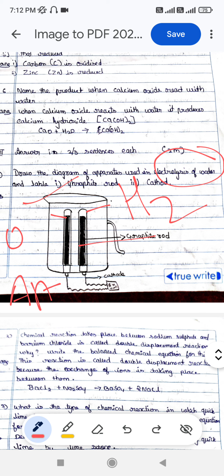Sometimes in your exam they can ask which gas will be released at the cathode, and you can write hydrogen gas, and which gas will be released at the anode, you can write oxygen, right? This is an extra question they can ask, or they may frame different questions. Maybe they can frame the question like, draw the diagram of electrolysis of water and which two gases will be released at the cathode and the anode. At the cathode, hydrogen gas. At the anode, oxygen.